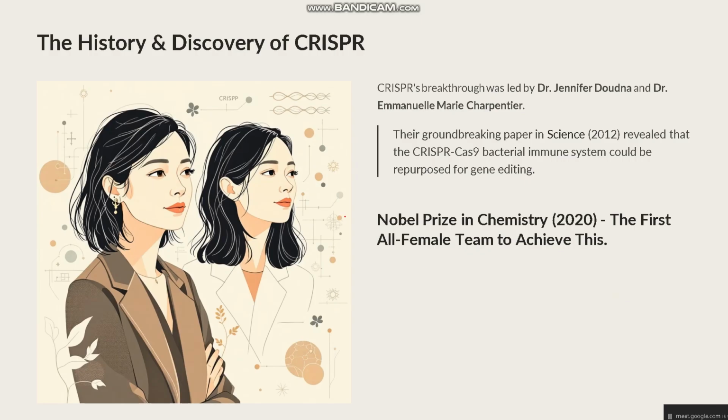So, the history and discovery of CRISPR. The CRISPR breakthrough was led by Dr. Jennifer Doudna and Dr. Emmanuelle Charpentier. Their groundbreaking paper in Science in 2012 revealed that the CRISPR-Cas9 bacterial immune system could be repurposed for gene editing. They got the Nobel Prize in Chemistry in 2020, the first all-female team to achieve this.